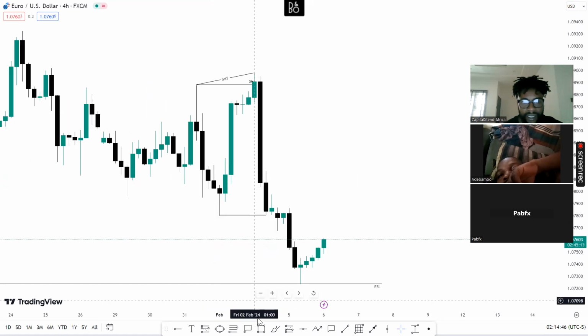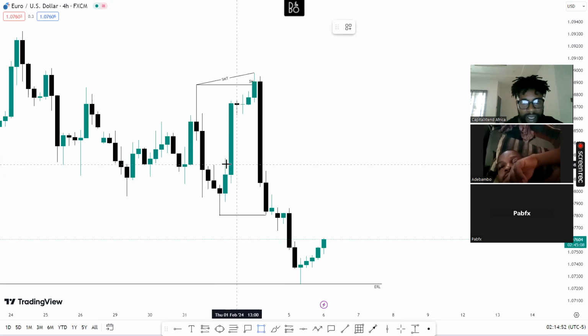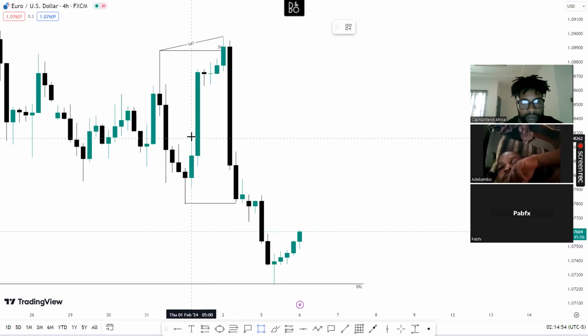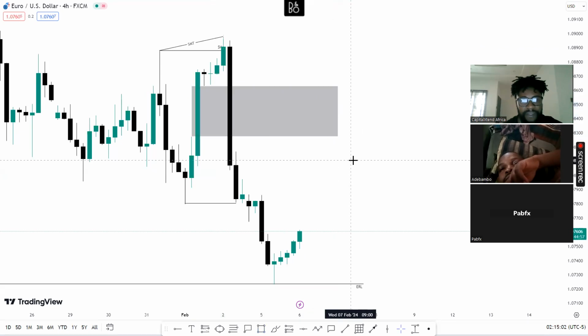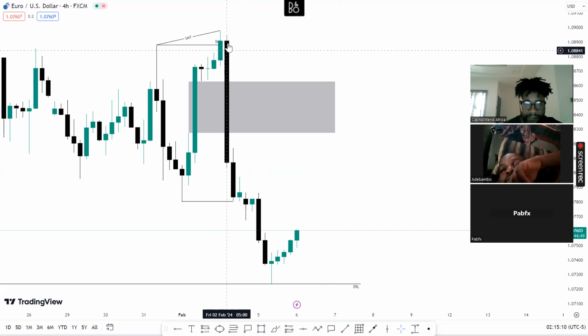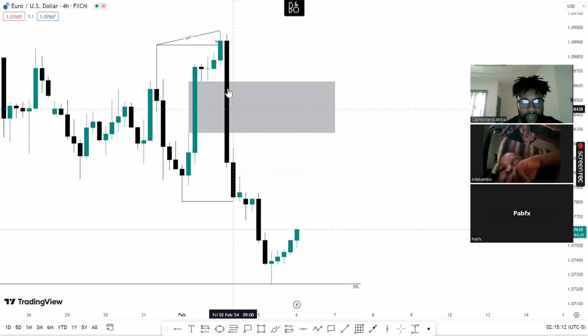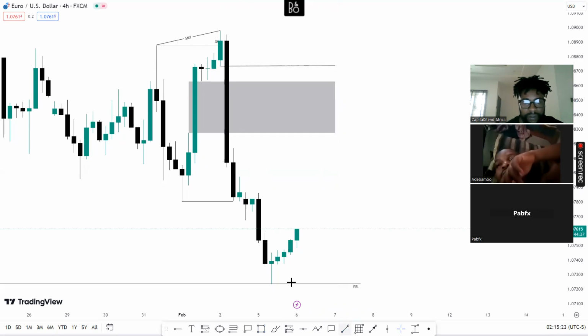I can clearly see a breakout block. Sorry, I can clearly see our inversion here. After the inversion, what else are we seeing? You have this current CB here. So what are we going to do? We need to mark that.